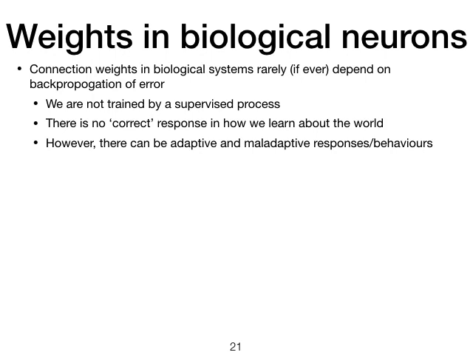And this is important to realize because humans don't learn about the world through supervised methods. When we're exploring the world as babies, we don't learn that we're doing the wrong thing by having somebody tell us that we're doing the wrong thing. There's no correct response in learning about the world. We'll come to how we actually learn about the world in a minute. However, there can be adaptive and maladaptive responses and behaviours. That is to say, responses that will help us survive, adaptive responses, and responses that make it harder to survive, maladaptive responses.